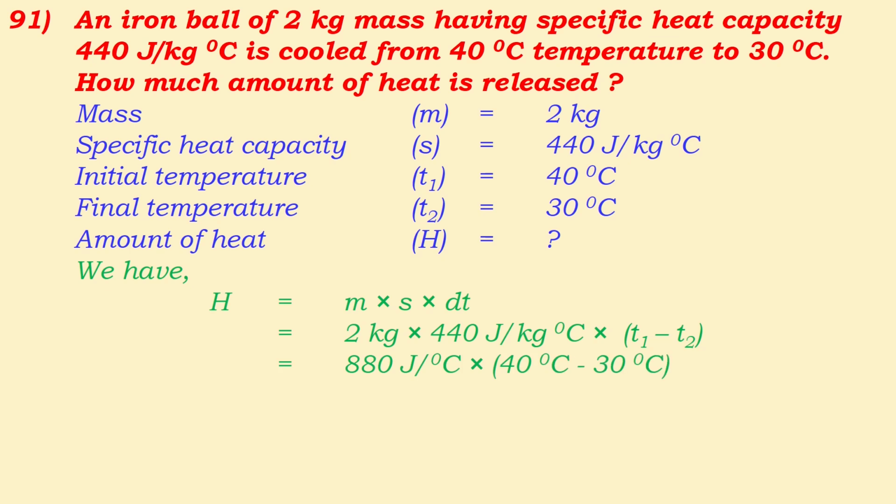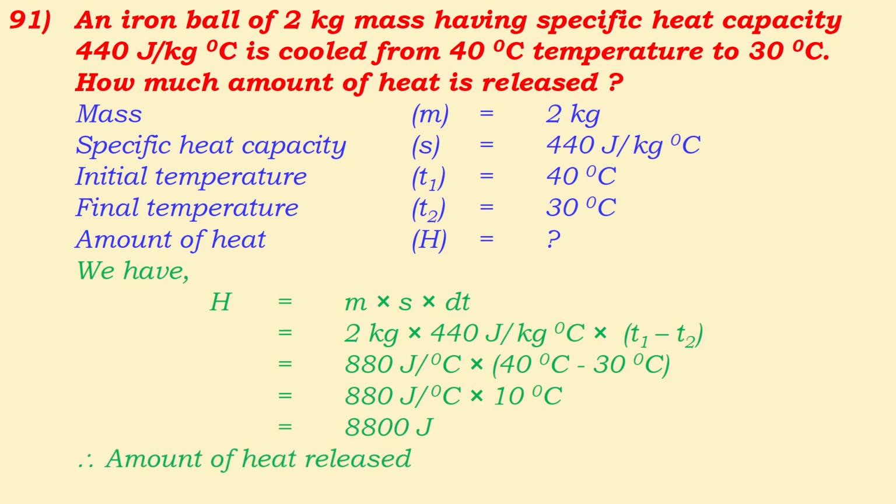Next, 880 joule per degree Celsius, kg cancels, 440 multiplied by 2 becomes this much, and for T1 and T2, if we take the values 40 degrees Celsius minus 30 degrees Celsius, then we will get 10 degrees Celsius. Again degree Celsius cancel each other, and this is equal to 8800 joule. That's why, therefore, the amount of heat released is 8800 joule.